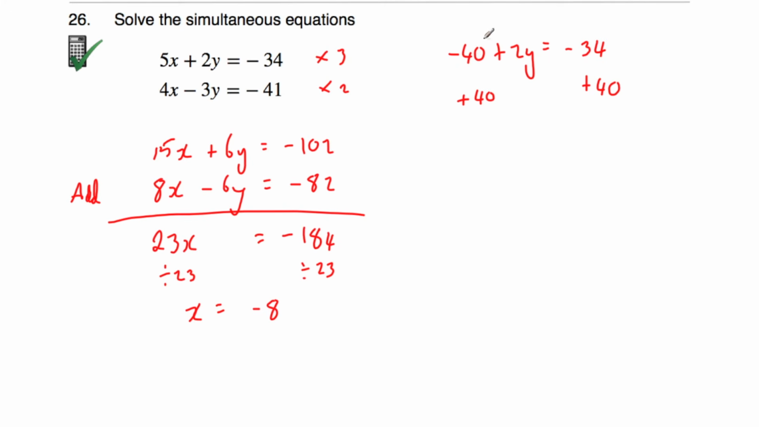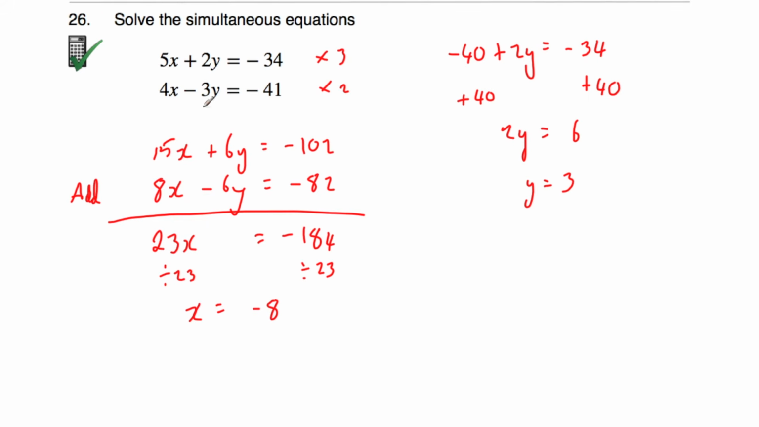Our left hand side would just become now, well, we had negative 40, add 40 is 0. So we're just left with 2y. And on the right hand side of the equation, we had negative 34. We added 40, so that'll bring us up to 6. So we've got 2y equals 6. Now if we just divide by 2, we're going to get that y is equal to 3. So we've got x is equal to negative 8 and y is equal to 3.